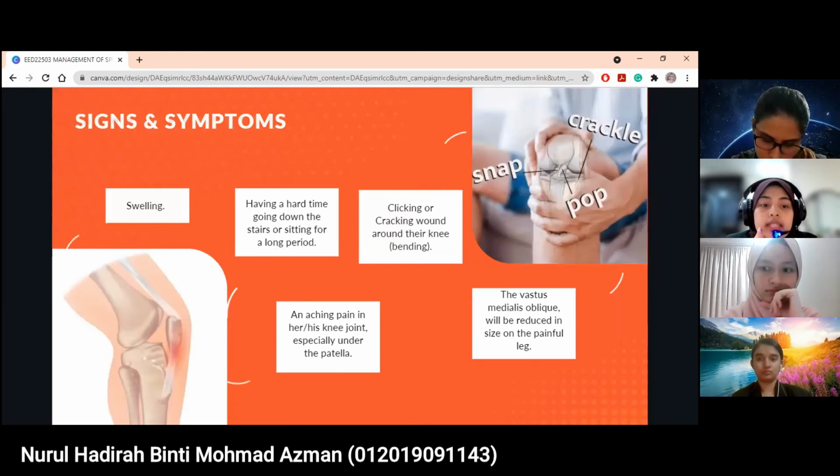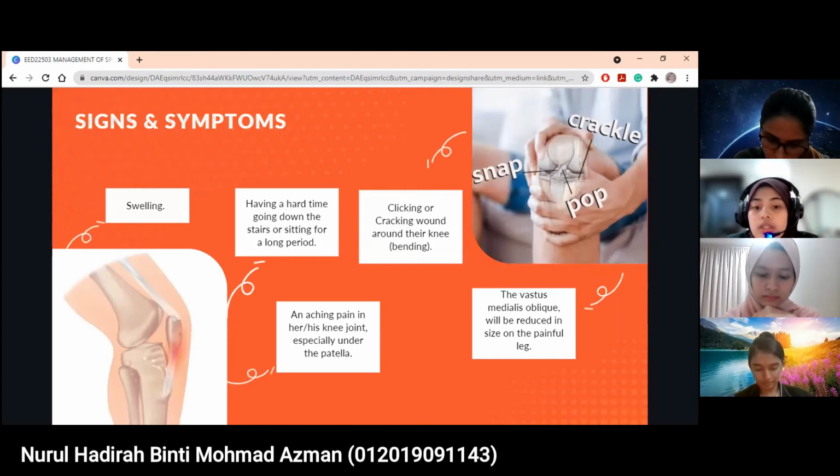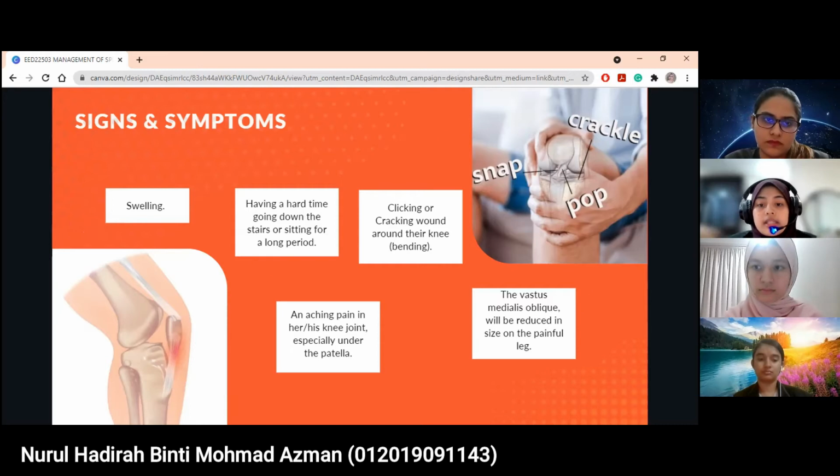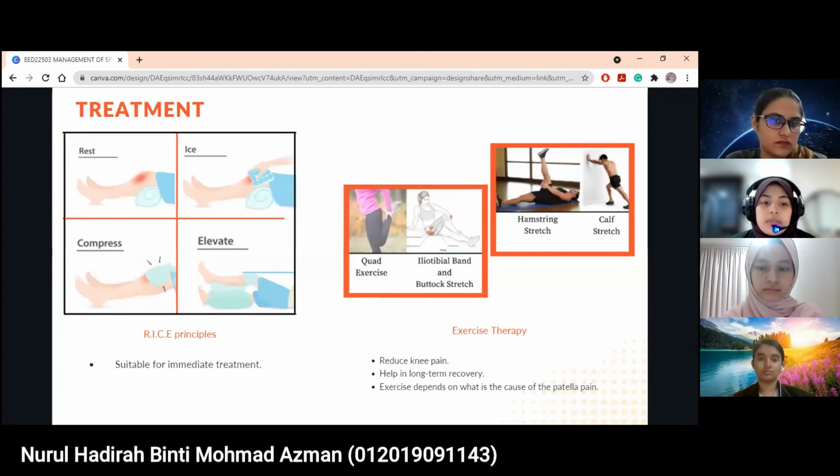We know a player has patellofemoral syndrome when there is swelling, especially after exercise, and the person has a very hard time going down the stairs or sitting for a very long period of time, with aching pain in the knee joint, especially under the patella. One of the major symptoms is clicking or cracking around the knee, especially when bending. The vastus medialis oblique, one of the four quadriceps muscles in our knee, will also reduce in size.